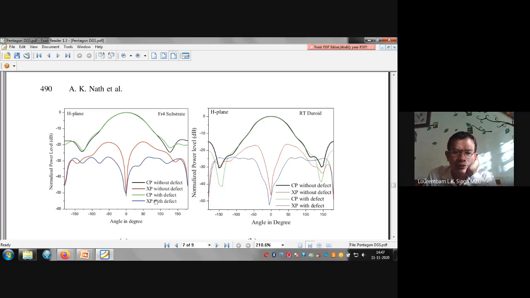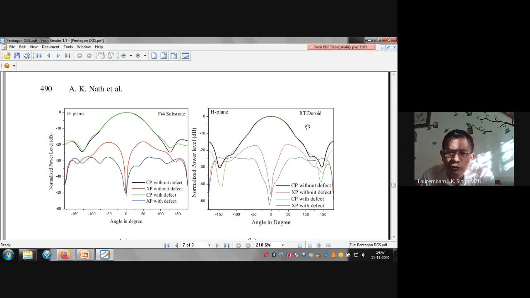With defects, we can see how much the separation has been. The red line is without the defects, the blue line is with the defects. This is the co-pole radiation signal, and this is the cross pole. The red and the blue here are the cross pole with and without the defects.